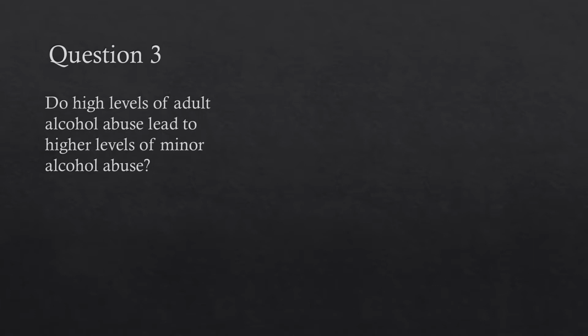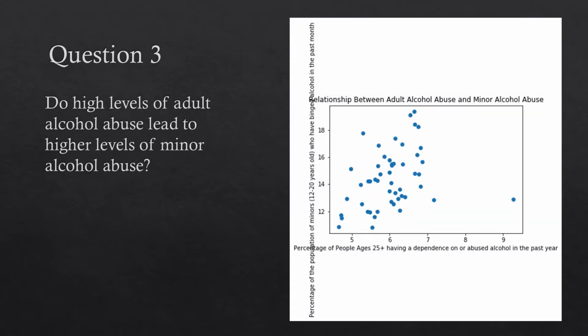The third question I asked was, do high levels of adult alcohol abuse lead to higher levels of minor alcohol abuse? Using a scatter plot to answer this question, to clarify, the x-axis reads percentage of people ages 25 plus having a dependence on or abused alcohol in the past year. And the y-axis reads percentage of the population of minors 12 to 20 years old who have binged alcohol in the past month.